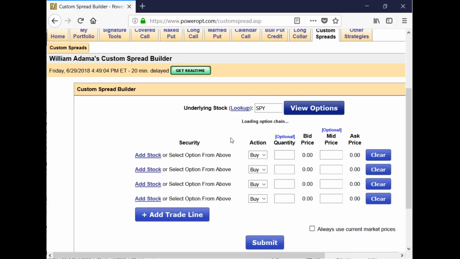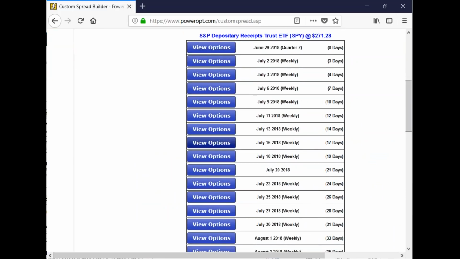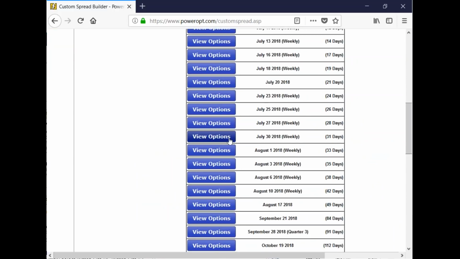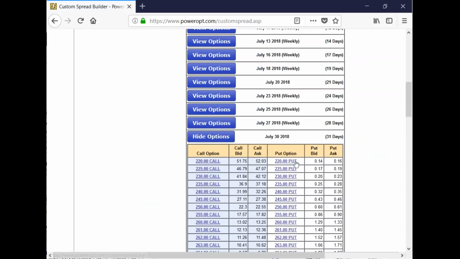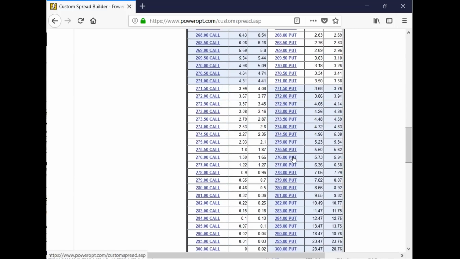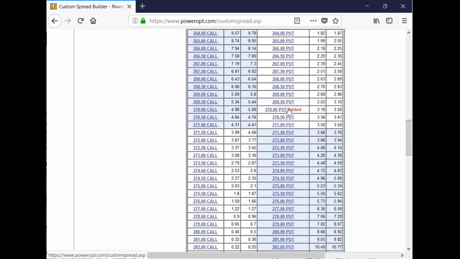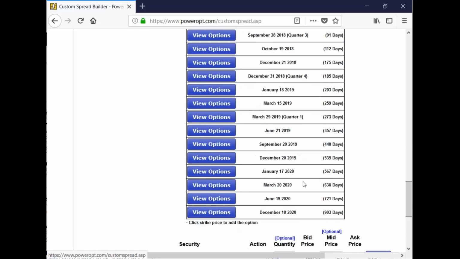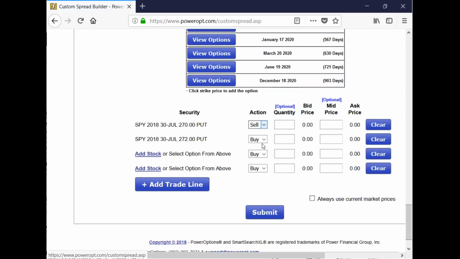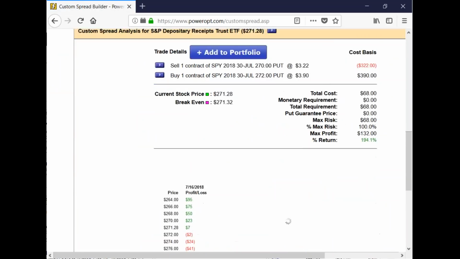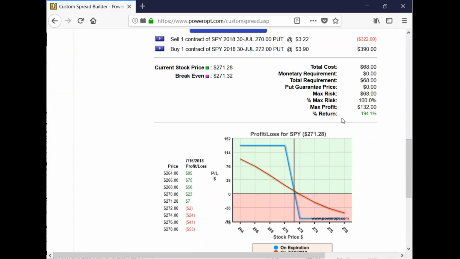Meaning with SPY at 277, I might go out 30, 40 days out in time. Let's go to July 30th, near the end of month. Remember, a bear put debit, we were looking at selling the 277 put down here and buying the 279. What if I sold the 270 and bought the 272? What does this do for us? Well, it's still a bear put debit spread, and we're just going to do one contract to keep the math simple. It's still a bear put debit spread, but it's out of the money.